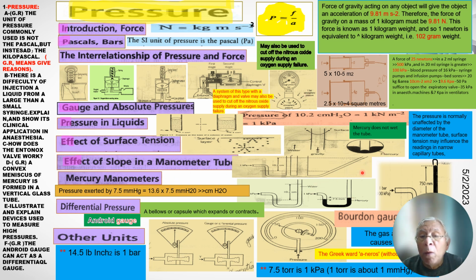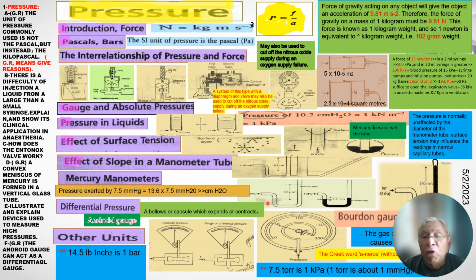You see, effect of slope of the manometer. Of course, when we incline the manometer, we can visualize much better the height of the difference of applied pressure. Mercury manometers, of course, we have mercury. Mercury has a density which is 13.6 times more than water. So whenever I want to shift from millimeter mercury to centimeter water, I must multiply by 13.6.